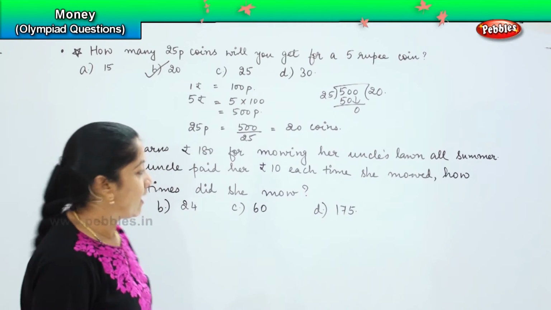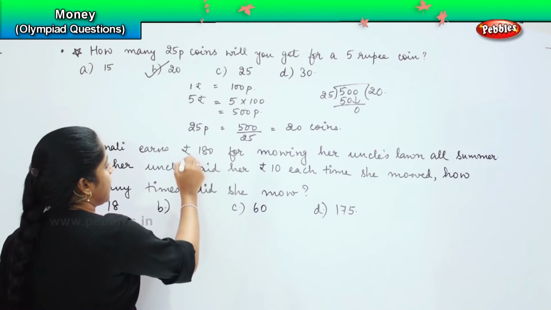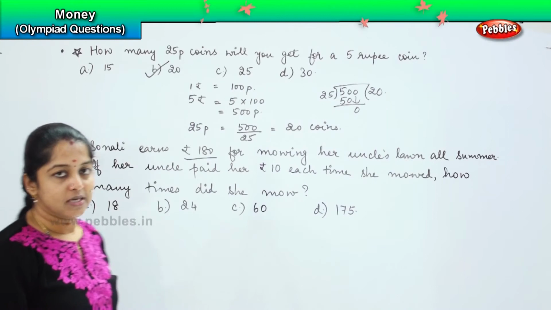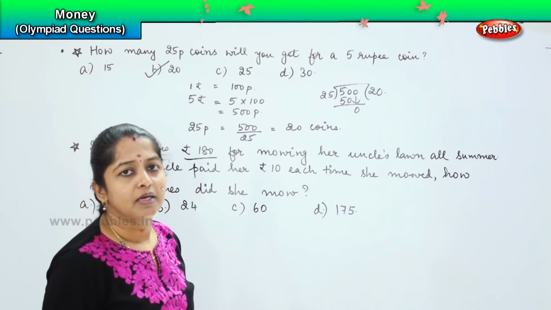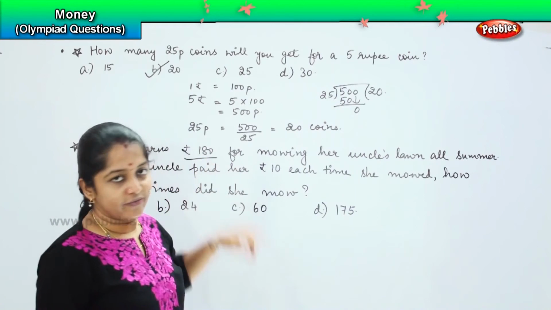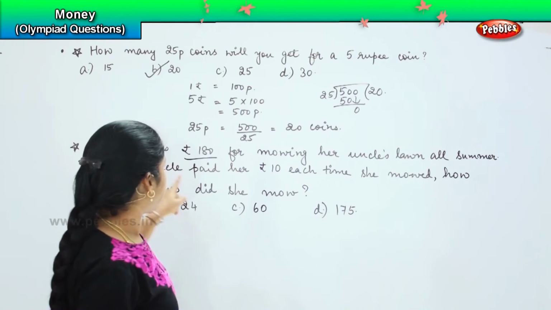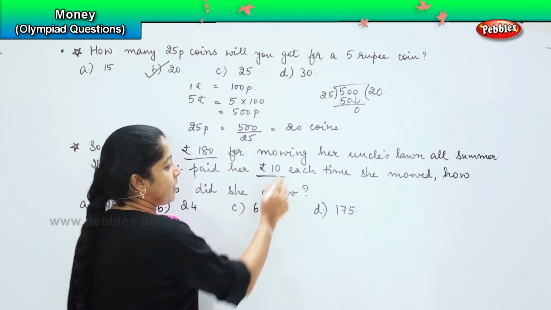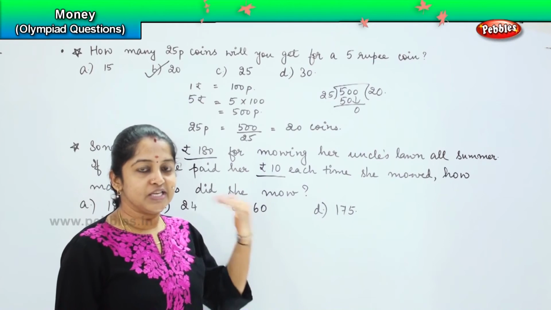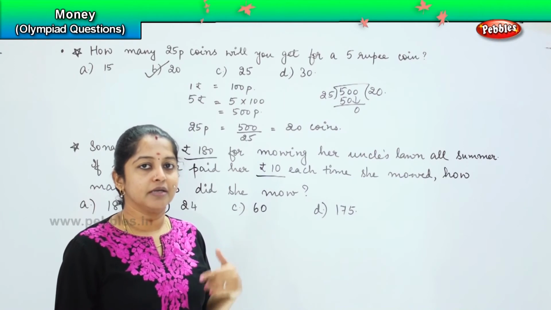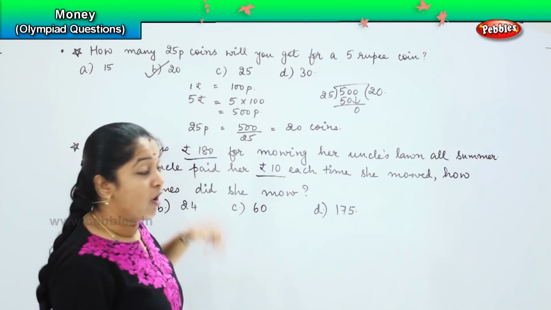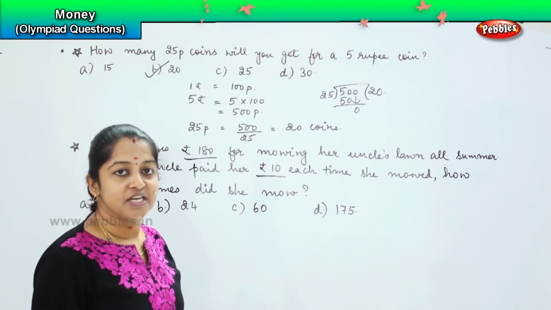So, the question is easy, right? Sonali earns 180 rupees for mowing her uncle's lawn all summer. So, for clearing the lawn, for clearing all the grasses, Sonali gets 180 rupees from her uncle. And her uncle paid her 10 rupees each time she mowed. Okay. So this amount was not given to her in one slot. Each and every time she comes and cleans the garden, her uncle will pay her 10 rupees. So now we need to find out how many times she has mowed the garden.